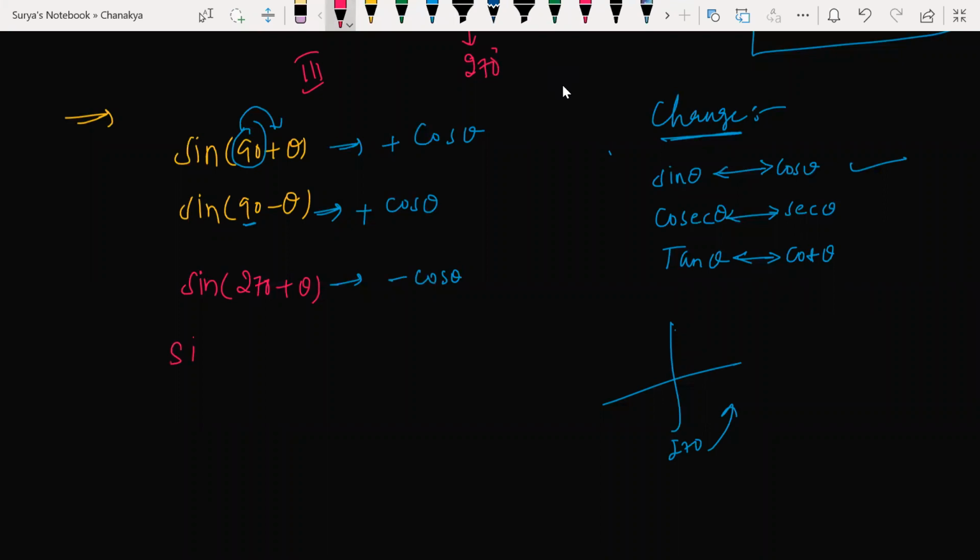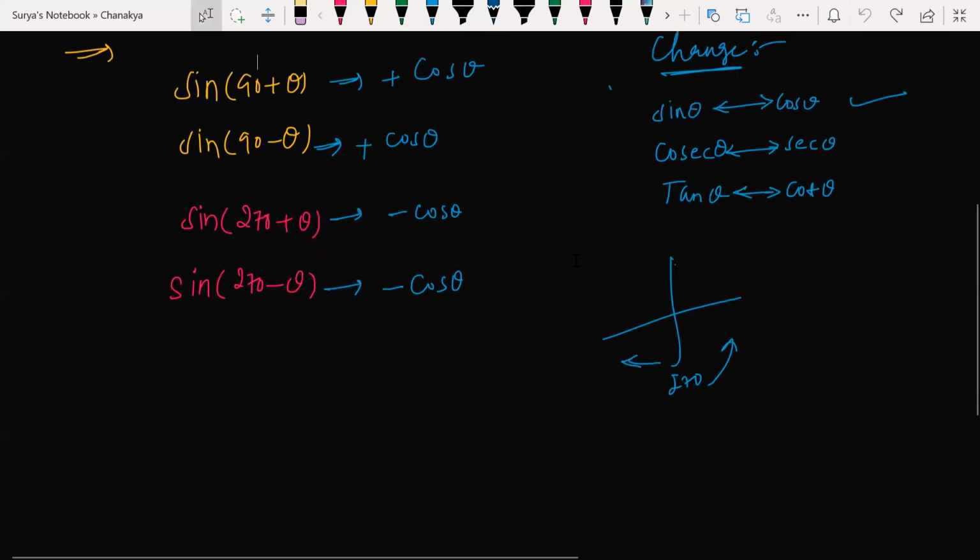Any doubts? Next. Sin 270 minus theta is how much now? 270 minus theta is the third quadrant. In the third quadrant, sin will again be negative. It becomes minus cos theta. Why is sin changing to cos? I told you, whenever you have the odd numbers 90 and 270, the function will always change. Sin changes to cos, cos to sin, cosec to secant, secant to cosecant, tan to cot, cot to tan. That is how it works out. Cool.